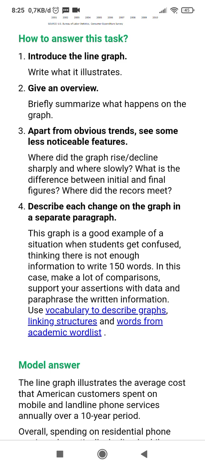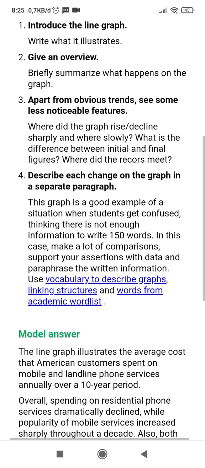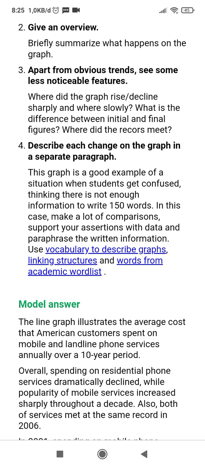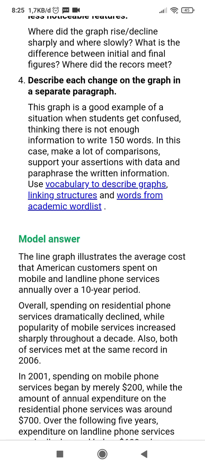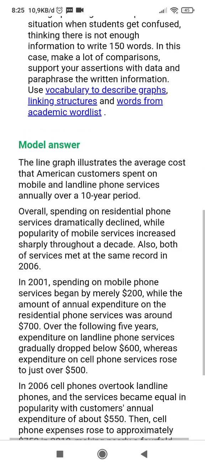This graph is a good example of a situation when students get confused, thinking there is not enough information to write 150 words. In this case, make a lot of comparisons, support your assertions with the data, and paraphrase the written information. Use vocabulary to describe graphs, linking structures, and words from academic word lists.